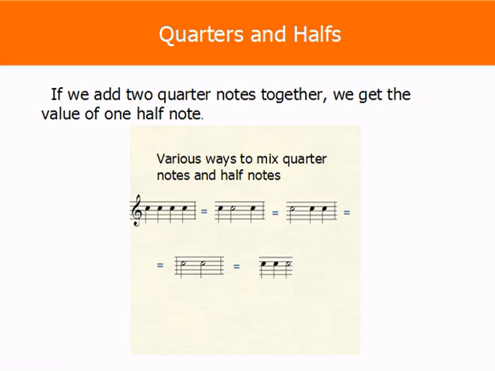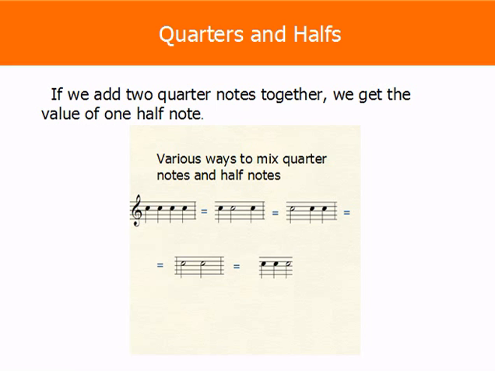The third measure, we take the first 2 quarter notes and turn them into a half note. This leaves us with 2 quarter notes, which you can see on the right side of that measure. Now we could take those 2 quarter notes and turn them into a half note. So we have 2 half notes in the measure. And we can also start the measure with 2 quarter notes and have 1 half note to complete the measure.